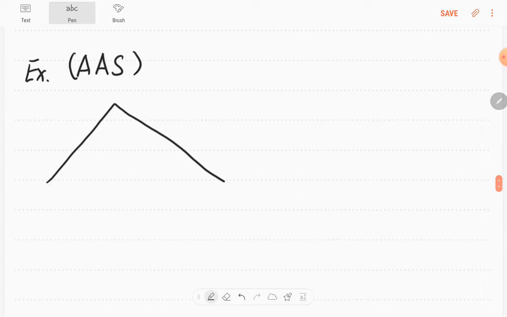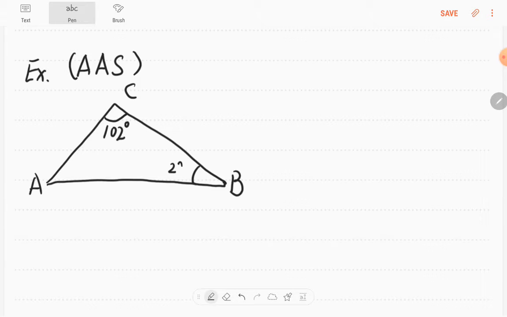We have a triangle, and this is angle A, angle B, and angle C. We know that angle C is equal to 102 degrees, and angle B is 29 degrees. This is side b, this is side a, and this is side c. We know the side b is equal to 28 units. So this is the AAS, right? We know two angles and one side which is not between the two angles.